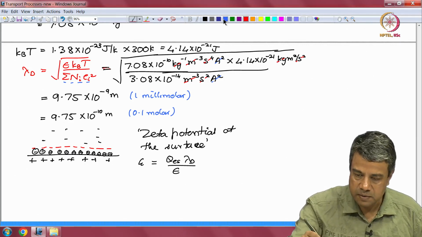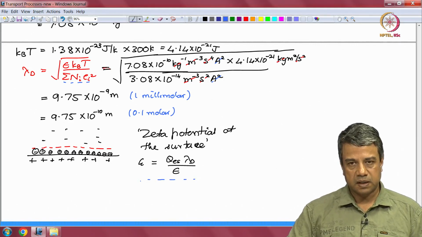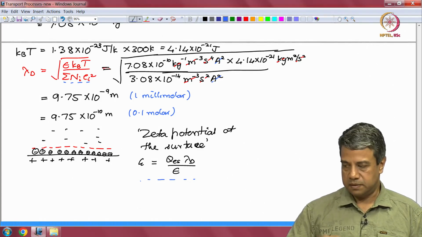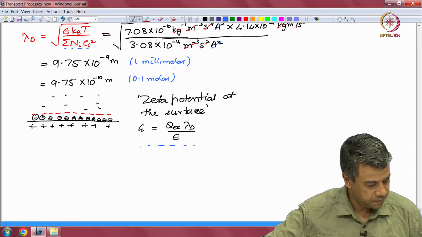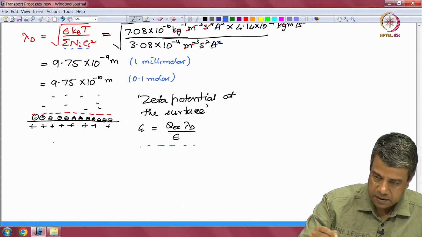So, this is the relation between the zeta potential and the surface charge density, and I will leave it to you to verify that this ratio actually has the same dimension as electrical potential. Okay. So, we had this charged surface.